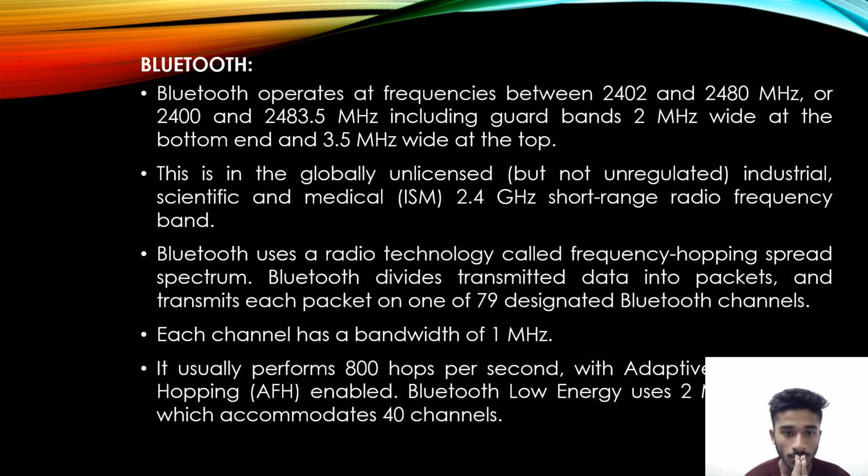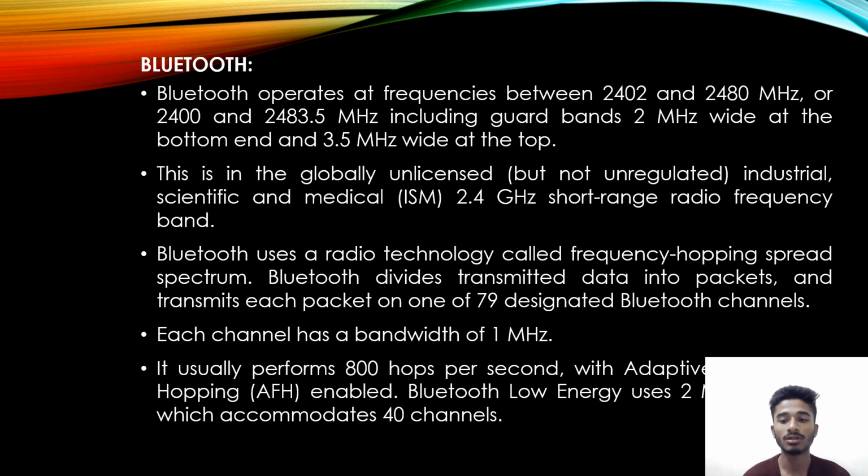Bluetooth is a radio technology called frequency hopping spread spectrum. It has to use a technology, right? You can't just create Bluetooth. So Bluetooth uses a special technology known as frequency hopping spread spectrum. I'm going to teach you how it works. Bluetooth divides the transmitted data into small packets and transmits each packet on one of 79 designated Bluetooth channels.